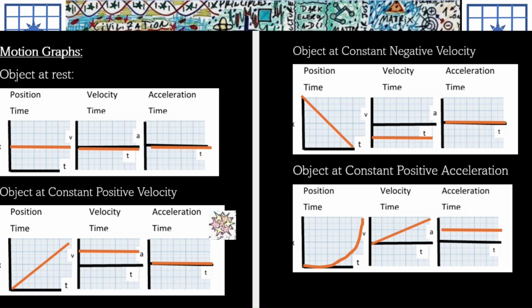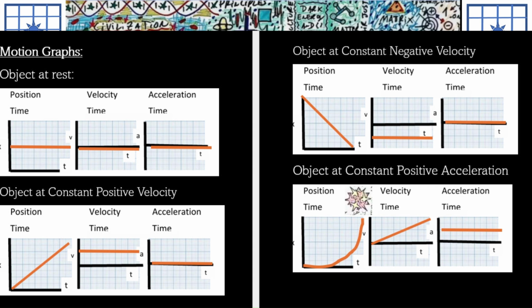Object at constant negative velocity, it's a line with a negative slope in a position versus time graph. Because of the negative slope, the constant velocity is at negative velocity below the axis, and acceleration is 0, so the line cuts through the axis.